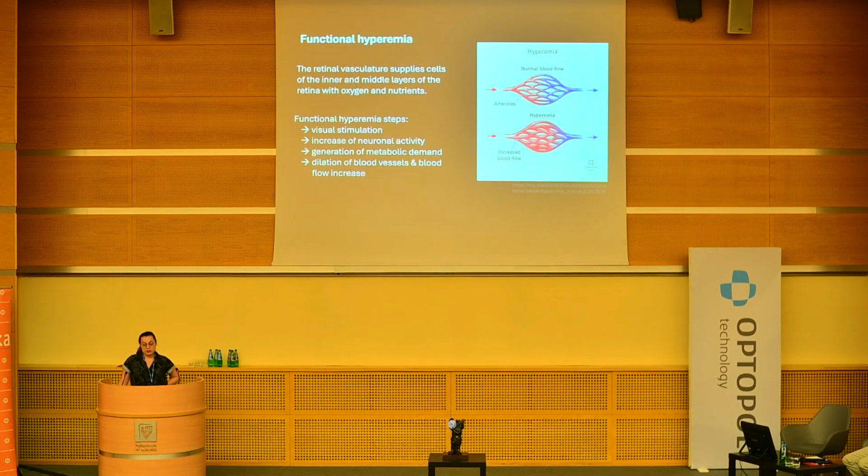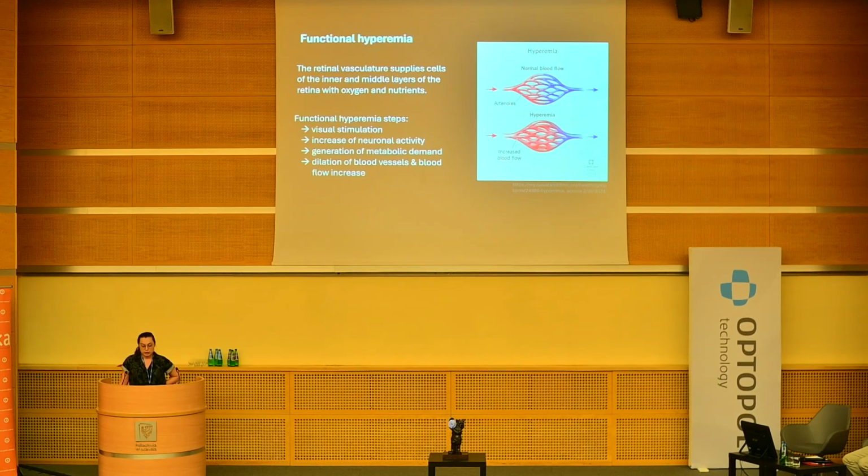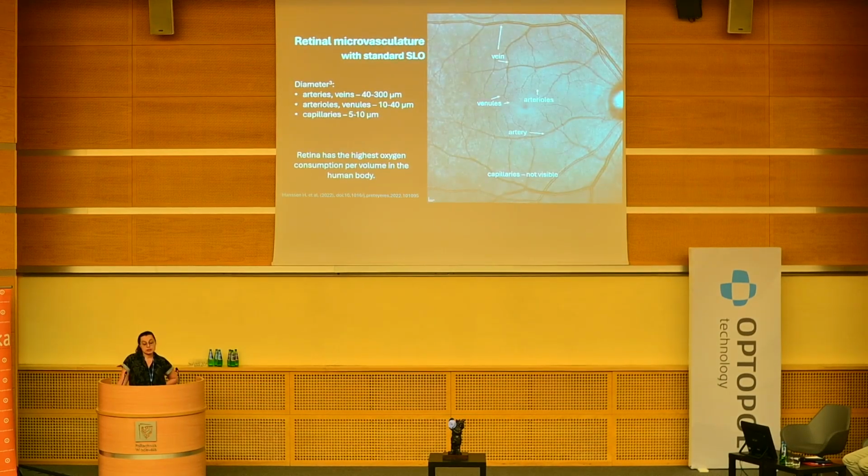The retinal vasculature supplies cells of inner and middle layers of retina with oxygen and nutrition, but the metabolic demand may change due to various factors. So, how is functional hyperemia generated? Visual stimulation causes an increase of neuronal activity that leads to a drop in energy reserves in active neurons. This drop induces high metabolic demand, causing dilation of blood vessels and increase of the blood flow. Retina is known for the highest oxygen consumption per volume in the human body.